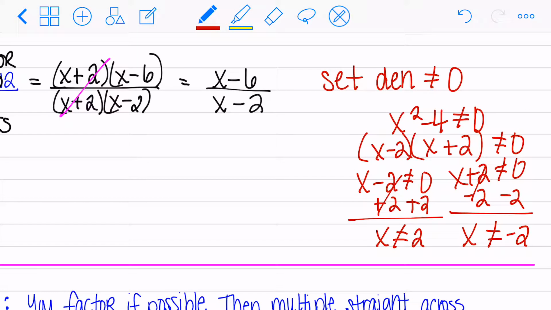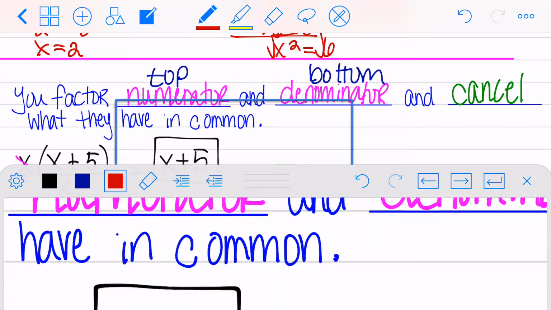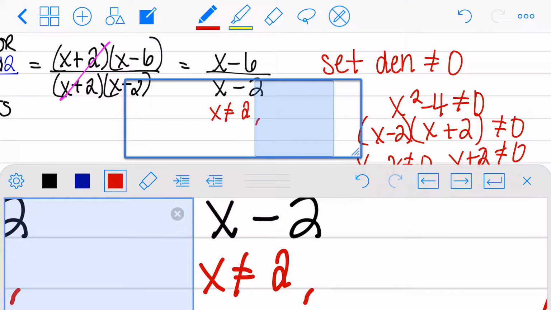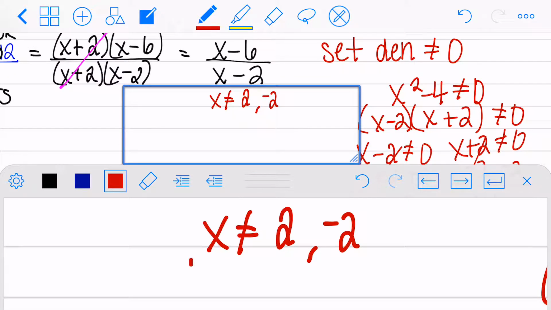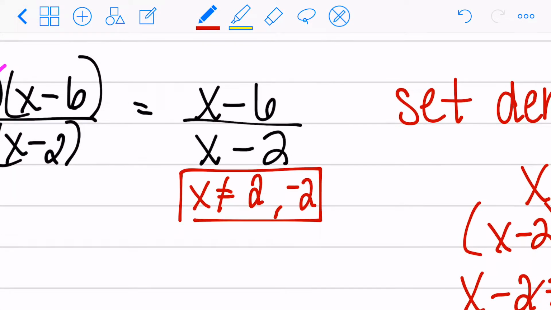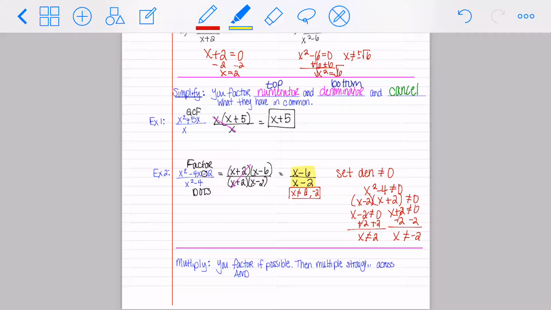So typically those go in your answer. So you might have something that says x cannot equal 2 and negative 2, something like that, by your answer. All right, so that is how we simplify.